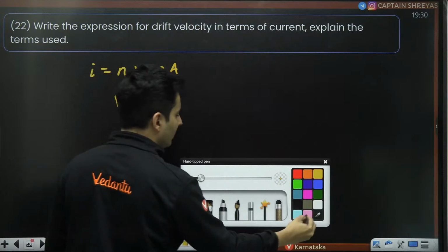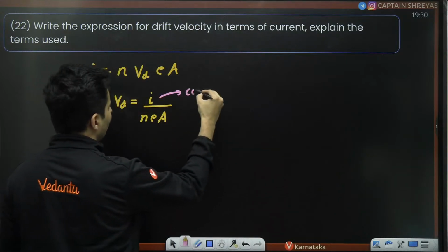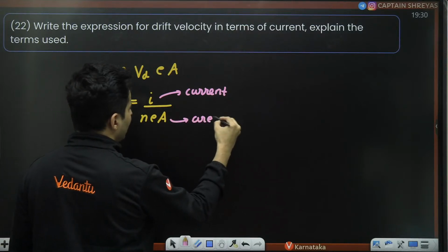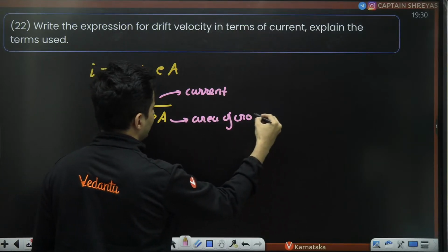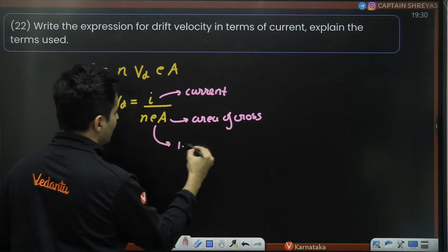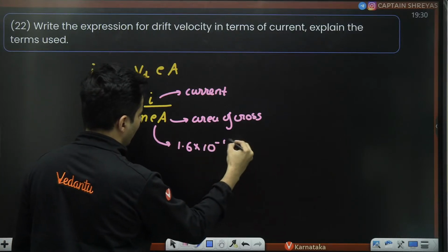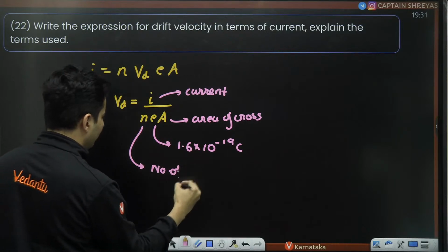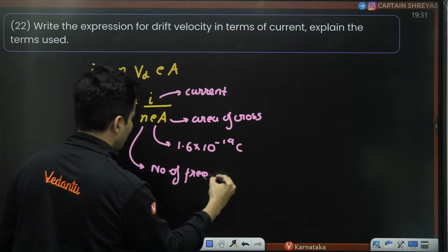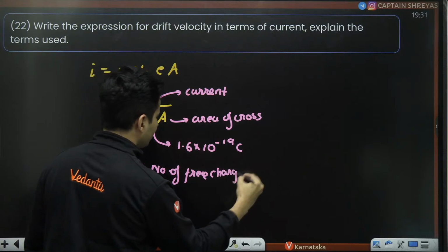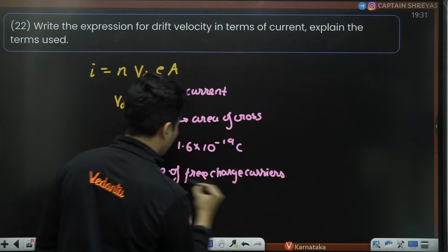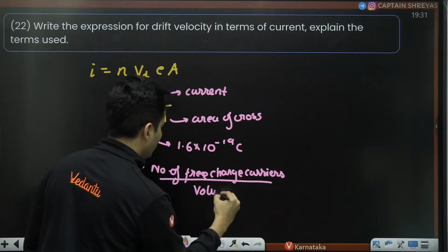Now, what are these terms going to be? I is obviously the current. A is the area of cross section. e is 1.6 × 10^-19 coulomb. n is the number of free charge carriers per unit volume.